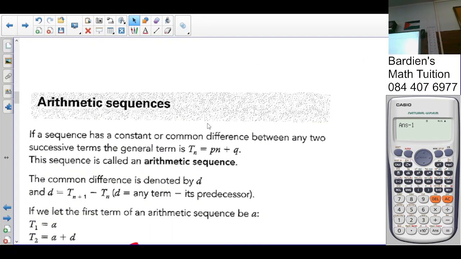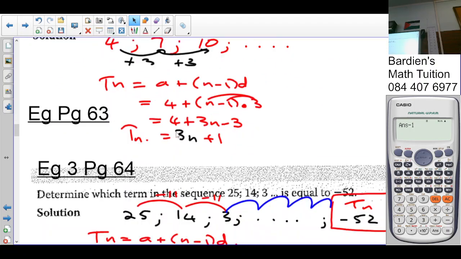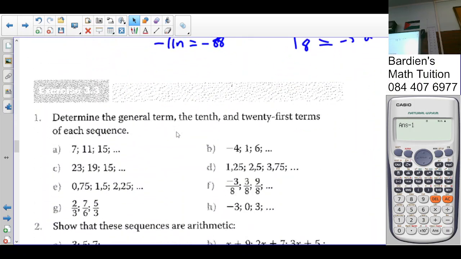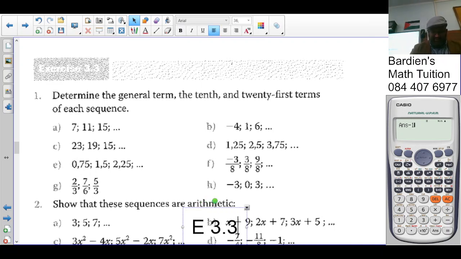Then we went into arithmetic sequences. We spoke about these things here. Then you had to do exercise 3.3. Here's where I selected a few sums for you to do. So it's exercise 3.3, and this is on page 64.